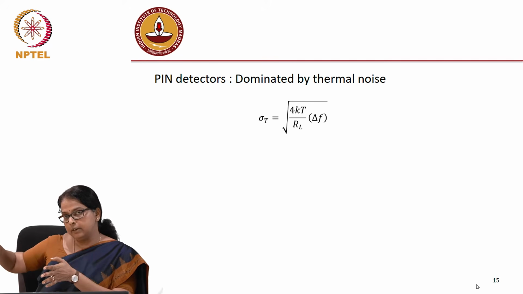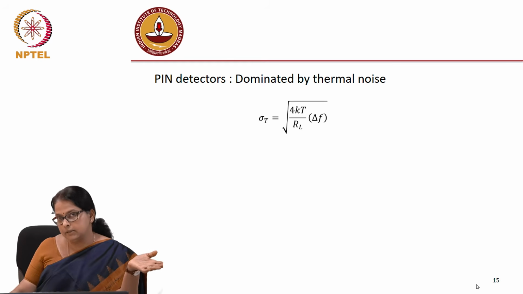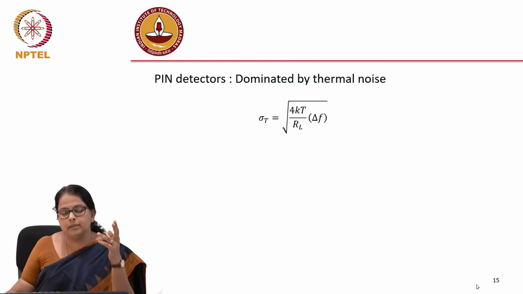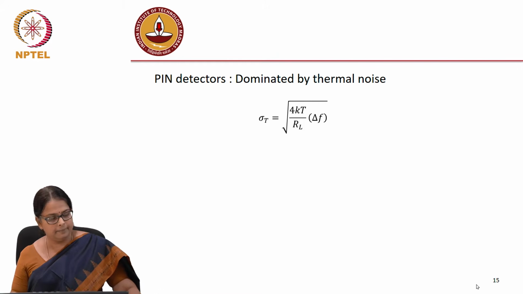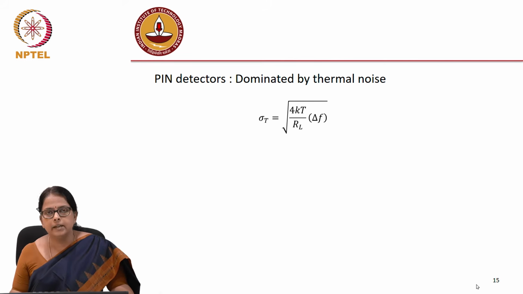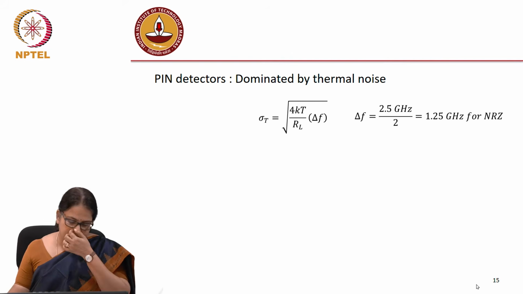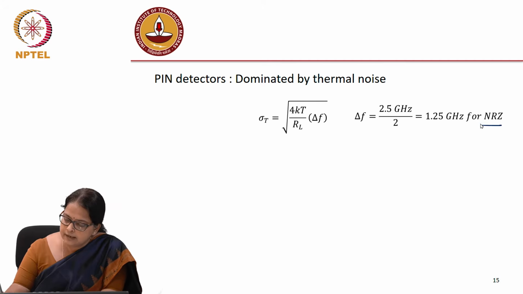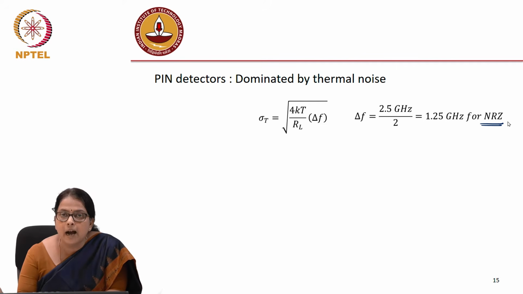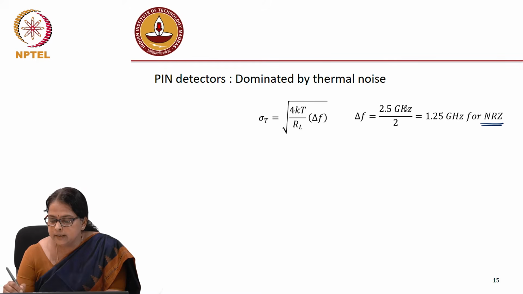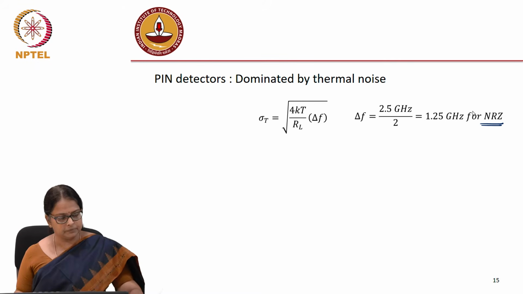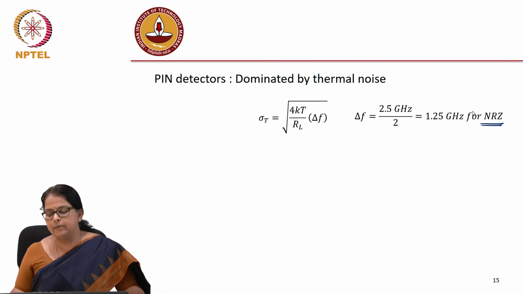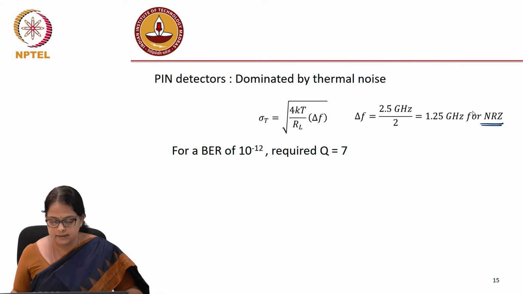If the sensitivity is given to you directly, you can work back, but in this case the sensitivity is not given to you. So you start with noise, SNR, Q, and so on. So this we know it's dominated by thermal noise, and we know the thermal noise is given by 4kT/R times bandwidth. The square root of that will give you the standard deviation of thermal noise. So here again for NRZ, we need to operate only at half the bandwidth, right? So the delta F is 1.25 gigahertz. So for NRZ, the electrical bandwidth required is only 1.25 gigahertz.